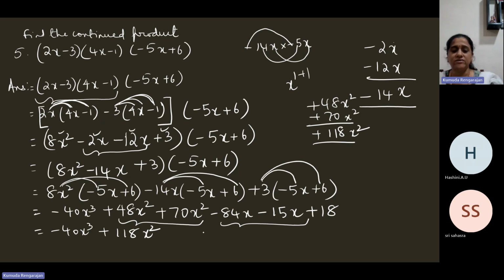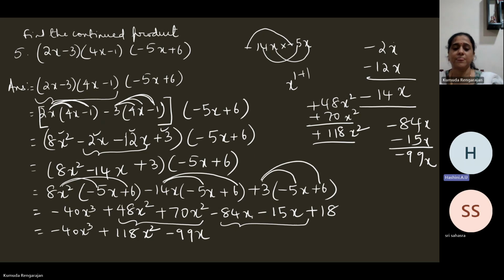Here x, x, so x. Minus 84, minus 15, you get minus 99x. The sign is minus. Minus 99, x will come as it is when you add or subtract. Plus 18. All right? Okay.